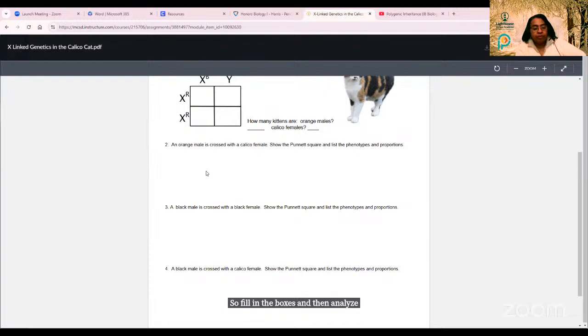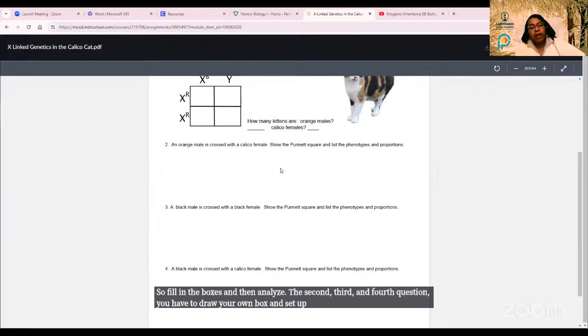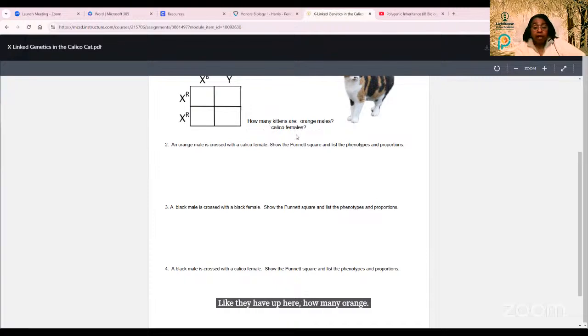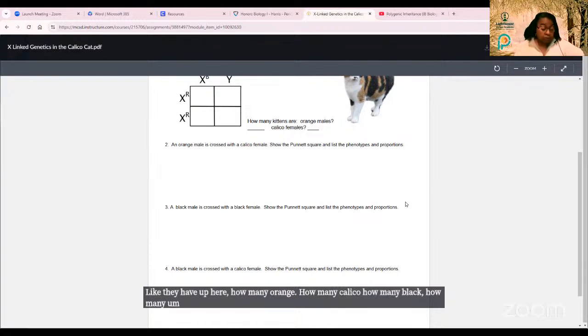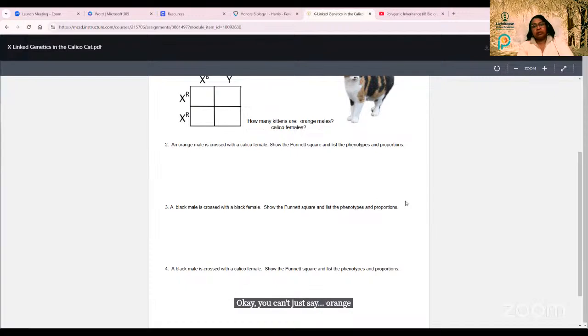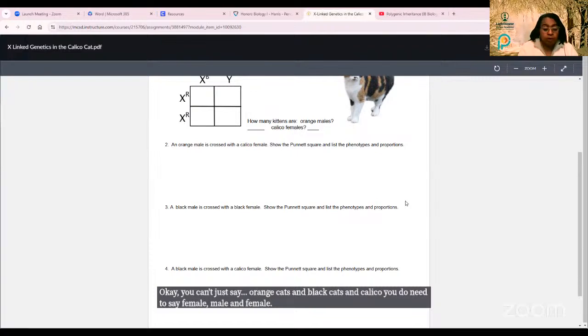The second, third, and fourth question, you have to draw your own box and set up your own Punnett square. And then you also have to answer the question. So show the Punnett square and then list the phenotypes and the proportions. So the proportions are to say, like they have up here, how many orange, how many calico, how many black, how many male and female. In this case, you do have to say male and female. You can't just say orange cats and black cats and calico. You do need to say male and female. Okay. All right.